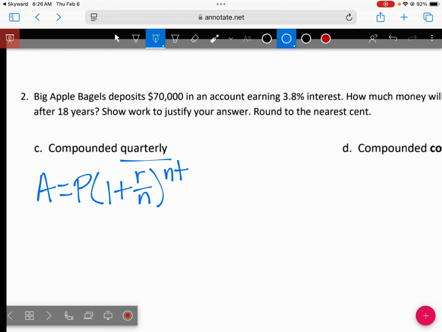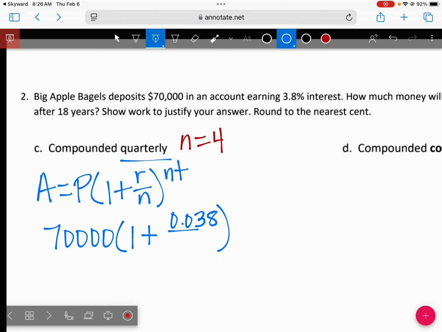Show me with your fingers if you remember. Same as the number of quarters in a dollar. 4 quarters in a dollar, 4 quarters in a year. So n equals 4. So let's pick up them calculators. We got 70,000. 1 plus, hit your fraction bar. So we have a 4 here, a 4 here. And it's times 18. Go ahead, type that in.